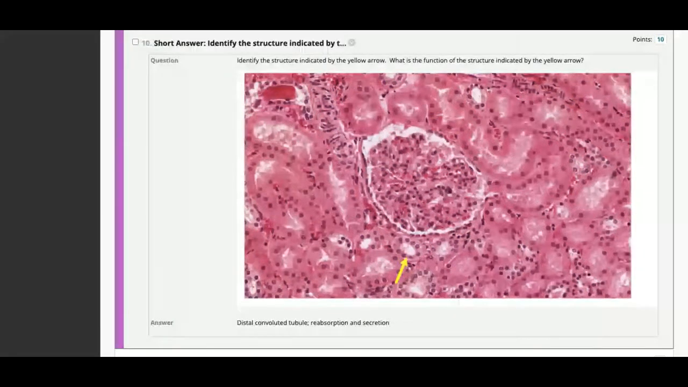Question 10, it asks about the yellow arrow. This is the distal convoluted tubule. Look at the pale color here, while the proximal convoluted tubules are darker and deeper. And the function of distal convoluted tubule is reabsorption and secretion.